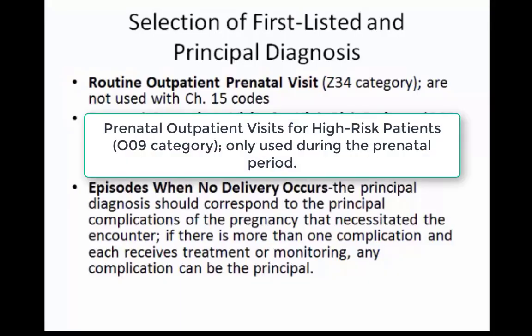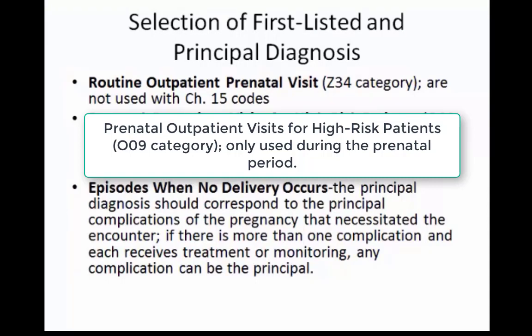The selection of first listed and principal diagnoses, you can look at these in your guidelines. A routine outpatient prenatal visit is assigned to the Z34 category. That is not used with Chapter 15 codes. It's just a routine prenatal encounter, not used with any complications or delivery codes. Very simple. If you get into a prenatal outpatient visit for a high-risk patient, now you're moving into the O09 category, and you can use Chapter 15 codes with this category.